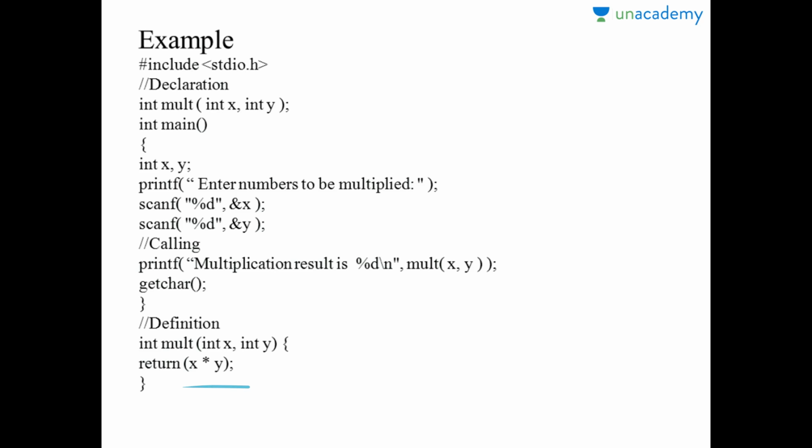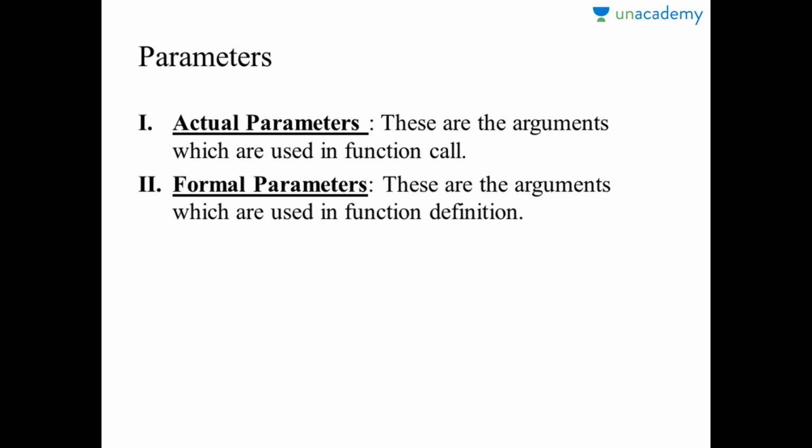Now, we have actually mentioned this word parameters a couple of times now. So what are these? Parameters are an integral part of programming. To get started, there are two types of parameters, or we can say arguments, which we use in our programs: actual parameters and formal parameters. Actual parameters are the arguments which are used in calling of a function, and formal parameters are the arguments which are used in function definition. These parameters are used pretty extensively in programs, so it's good to know the difference between actual and formal arguments.